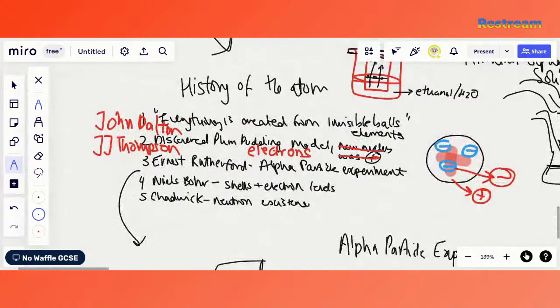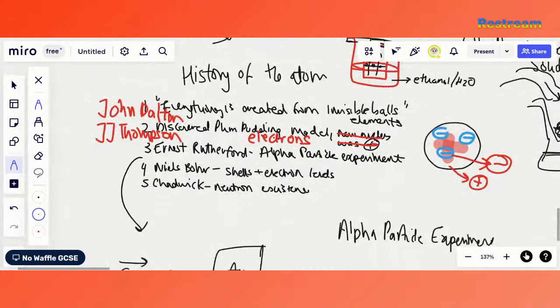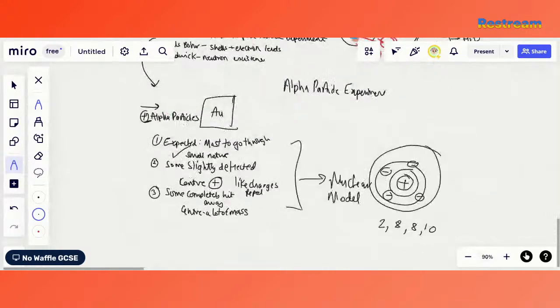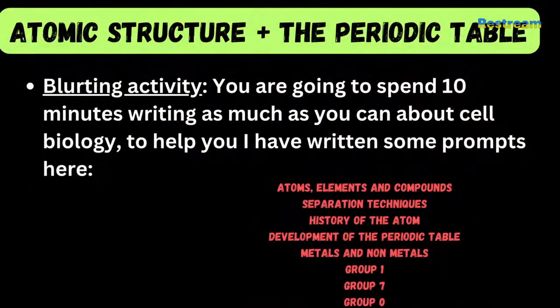So just to summarize, in the alpha particle experiment, when alpha particles came near the concentrated positive charge of the nucleus, they were deflected. If they were fired directly at the nucleus, they were deflected backwards. So this suggested that most of an atom is empty space as well. Okay, so that's the history of the atom revised.